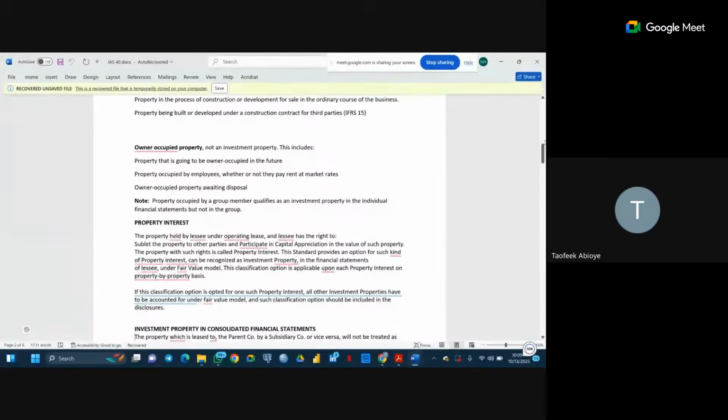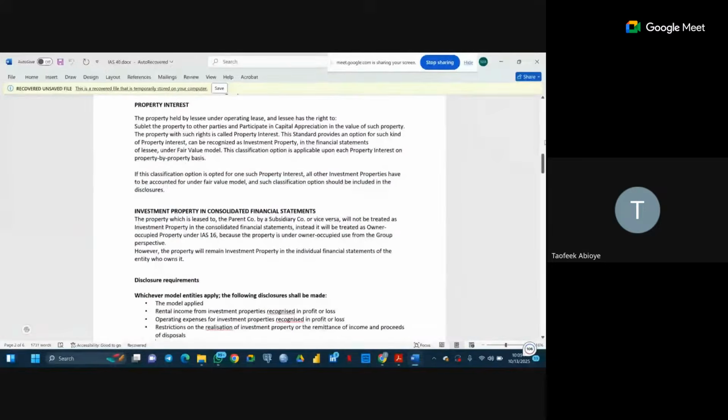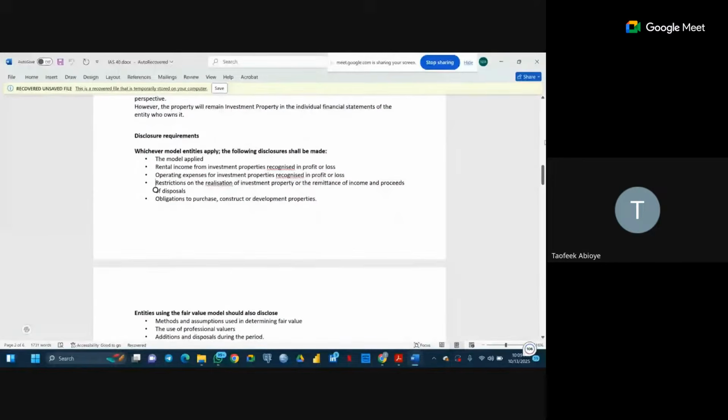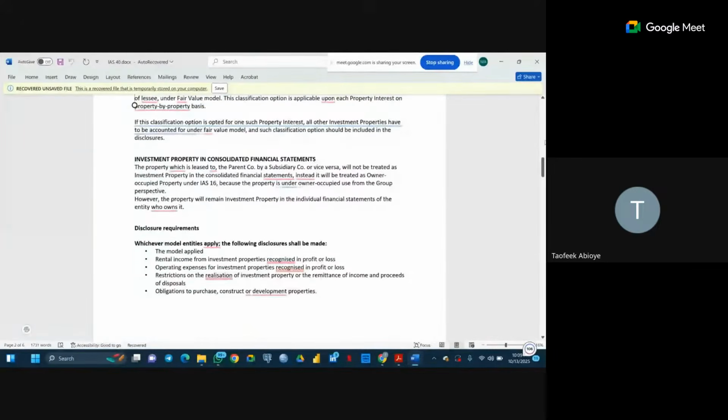This classification option is applicable to each property interest on a property-by-property basis. If this classification option is opted for one such property interest, all other investment property have to be accounted for under the fair value model, and such classification options should be included in the disclosure. So, investment property in consolidated financial statements.